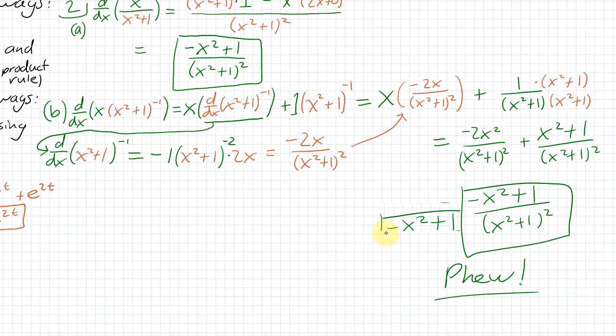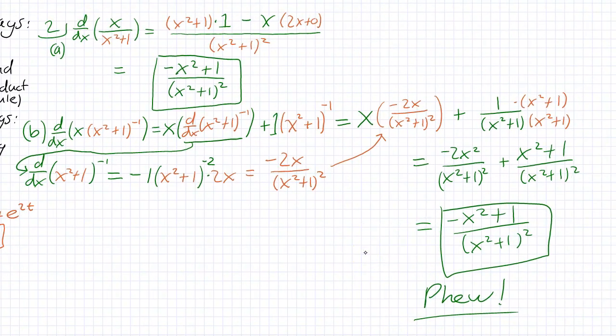Example 2 is harder. First, this is a kind of standard quotient rule problem, which isn't too bad. I just did the low d high, that's low d high minus high d low over the square of what's below. And it worked out without too much trouble. This was a lot of work with the product and chain rule combination.